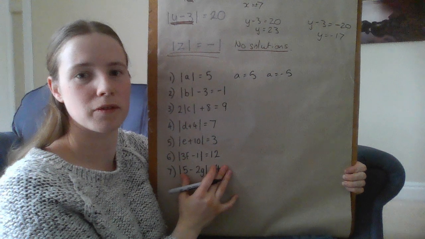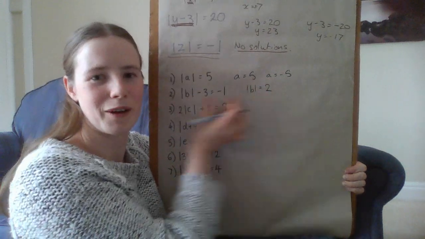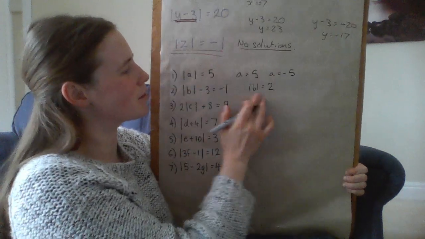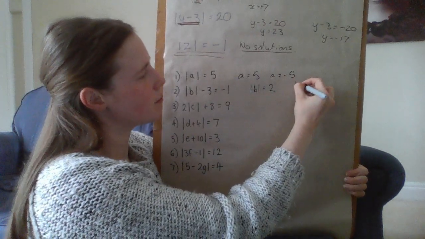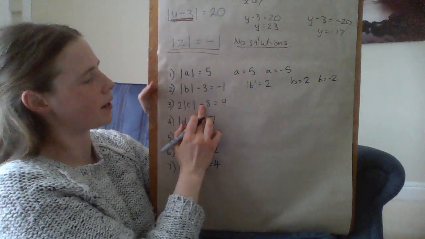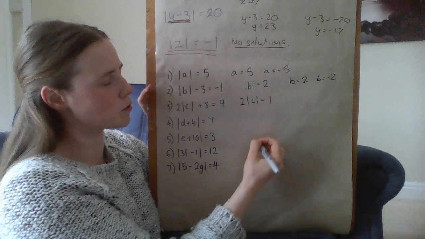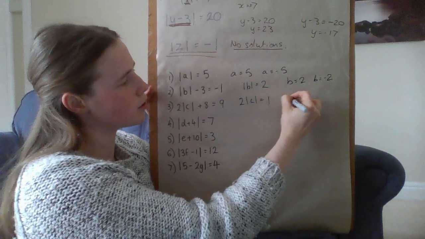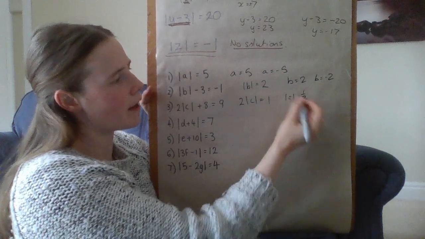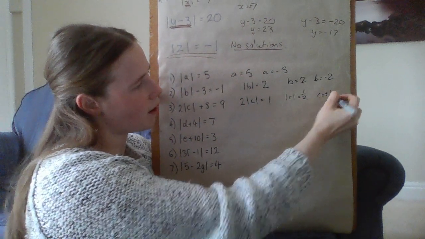I'm going to add 3 to both sides first of all to get modulus of b equals 2. This is painful. I want to put it underneath, but I can't. So if the modulus of b is 2, b could be 2 or -2. Okay. Next one, again, I'm going to take the 8 first of all to get 2 lots of modulus of c equals 1. Divide by 2, modulus of c is a half. And then if the modulus of c is a half, c can be plus or minus a half.